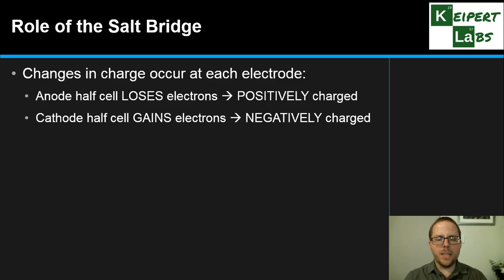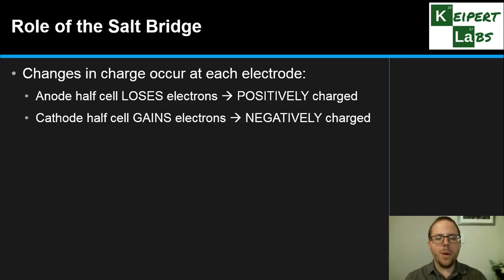So in our galvanic cell, we introduced the salt bridge, and we said that it was really important. But now I'm going to talk to you about why it's important, what it actually does. When we have these two half cells connected in a galvanic cell, we're going to get a change in electrical charge occurring at each side. The anode half cell, because it's oxidation, is losing electrons, therefore it's becoming more positively charged over time. The cathode half cell is doing the opposite, gaining electrons and becoming more negatively charged.